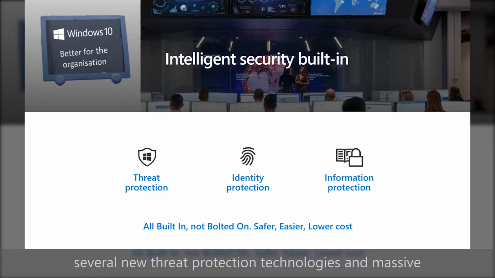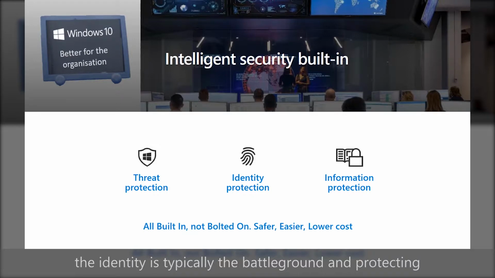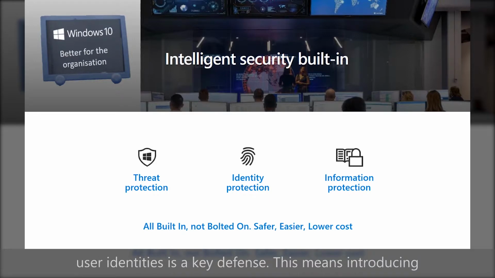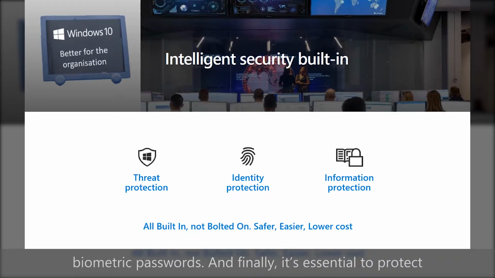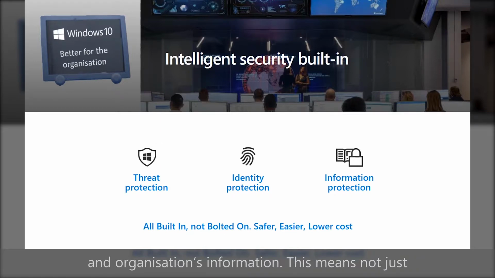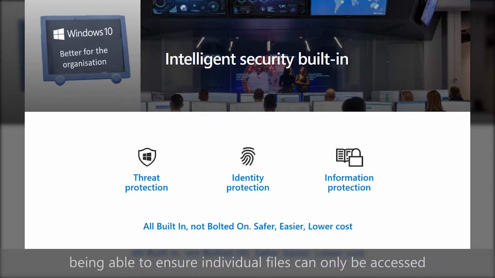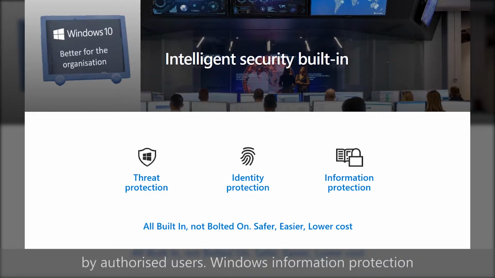Whilst there are several new threat protection technologies and massive improvements in features like Windows Defender Antivirus, the nature of attacks across the internet means that identity is typically the battleground, and protecting user identities is a key defense. This means introducing easy-to-implement multi-factor authentication or biometric passwords. And finally, it's essential to protect an organization's information. This means not just encrypting hard disks, though this is important, but being able to ensure individual files can only be accessed by authorized users.